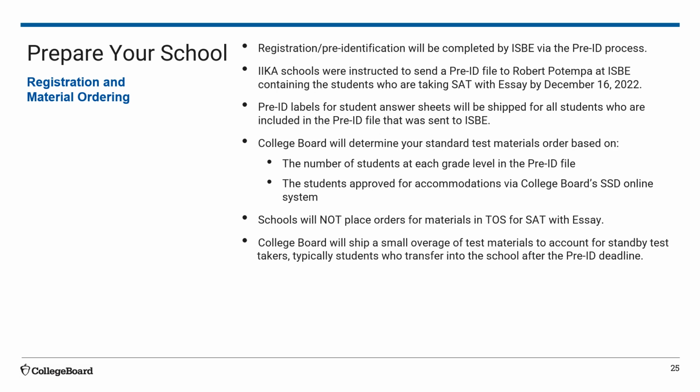The College Board will determine your standard test materials order based on the number of students at each grade level in the pre-ID file and the students approved for accommodations via College Board's SSD online system. Schools will not place orders for materials in the test order system. College Board will ship a small overage of test materials to account for standby test takers, typically students who transferred into the school after the pre-ID deadline. They will not have a pre-ID label and will need to bubble in their demographic information on their answer sheet.